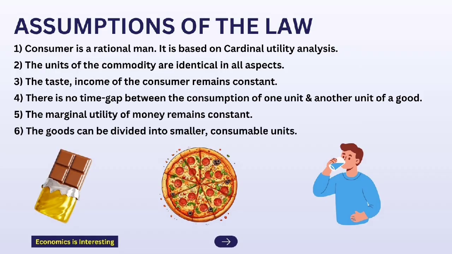The sixth and last assumption speaks about goods being divisible. That means the goods can be divided into small and usable units. For example, pizza can be divided into slices, chocolate can be divided into pieces, and water into glasses. This law cannot be applied to indivisible goods like cars or houses. So, all these things you need to remember.